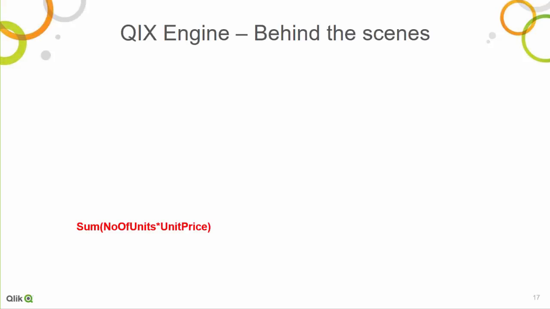First, I would like to use this example to show you what actually happens behind the scenes when you have made a selection in your app. Imagine you have one object, and it has this aggregation in its expression: Sum, number of unit, times unit price. So something is selected in your app, and QIX Engine will calculate the result for the aggregation with the data set. QIX Engine will do this in steps.